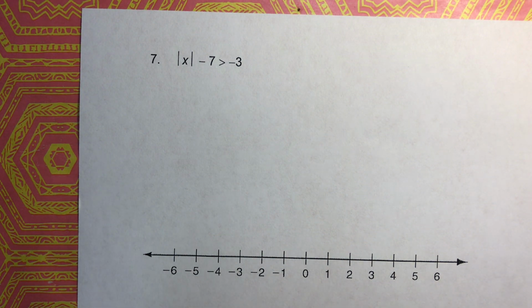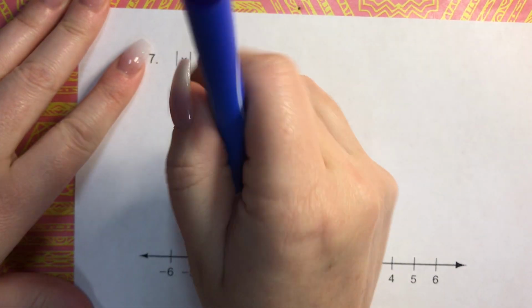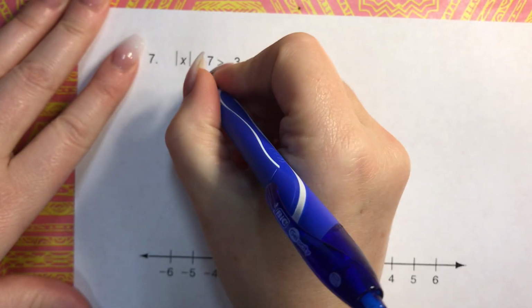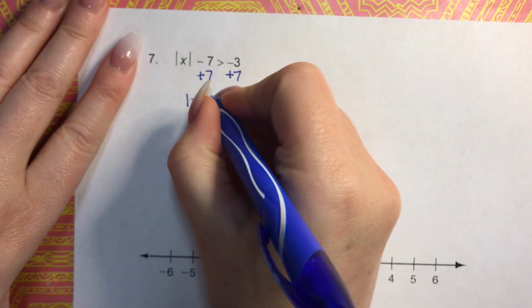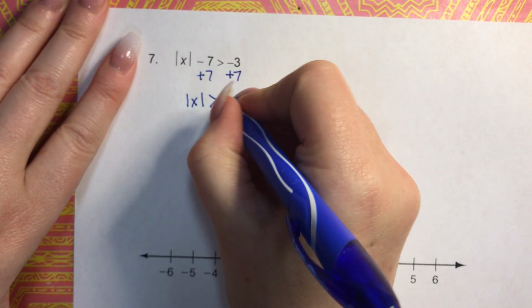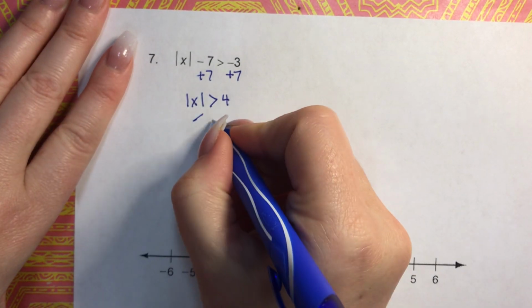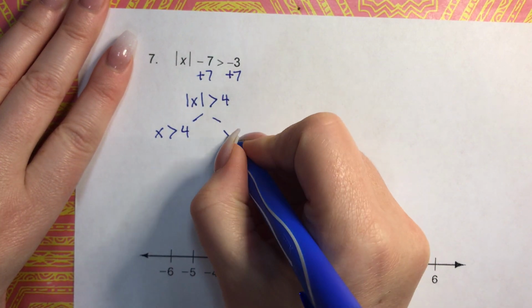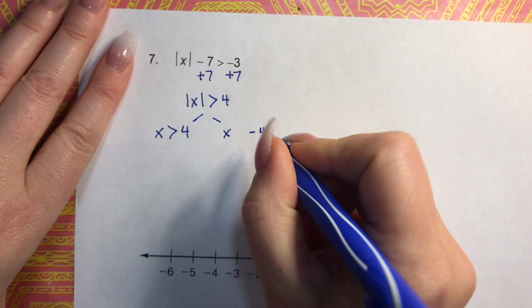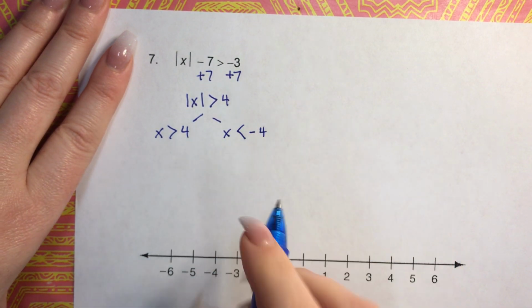Okay, let's see how you did. We're going to isolate this absolute value. So I'm going to add 7 to both sides. -3 plus 7 is 4. Okay, now we have it isolated, so we're going to break it into 2 inequalities. The first stays the same. The second, we multiply by that -1 to get a -4. And when we do that, we have to flip that sign.